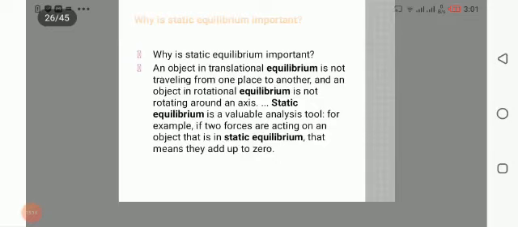Why is static equilibrium important? Static means rest. An object in translational equilibrium is not traveling from one place to another, and an object in rotational equilibrium is not rotating around an axis. Static equilibrium is a valuable analysis tool. For example, if two forces are acting on an object that is in static equilibrium, that means they add up to zero.